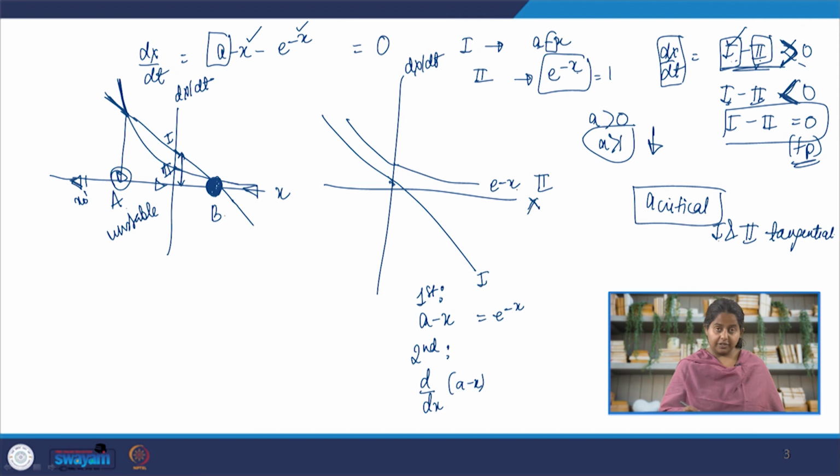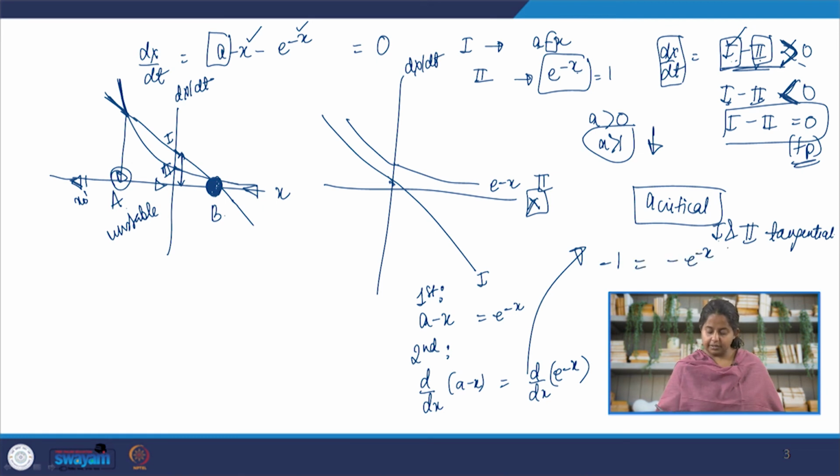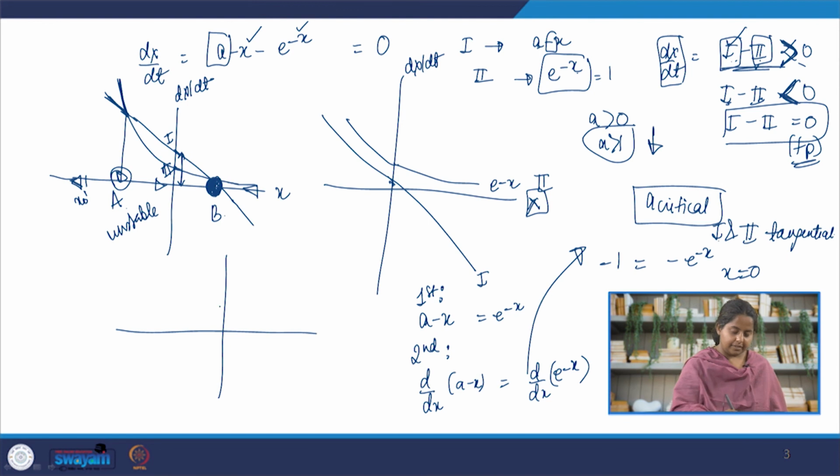Slopes here in this phase portrait. So we are differentiating with respect to x. When you differentiate, what we get is minus 1 is equal to minus e to the minus x, which means x is equal to 0. So when the line is tangential to the curve, it will look like this. And this is also the reason why I did not draw it earlier.